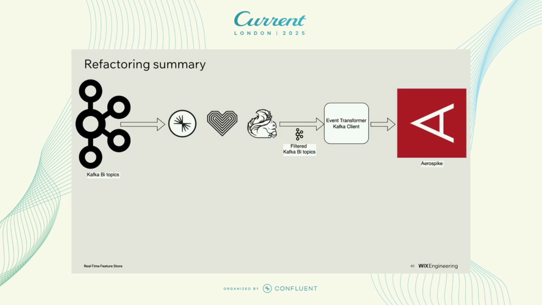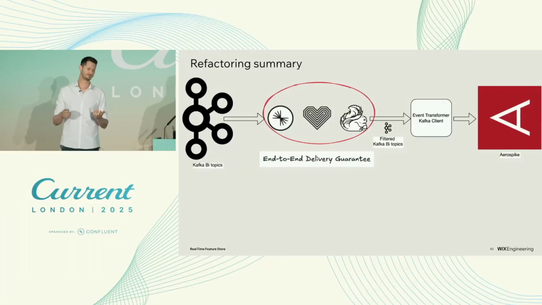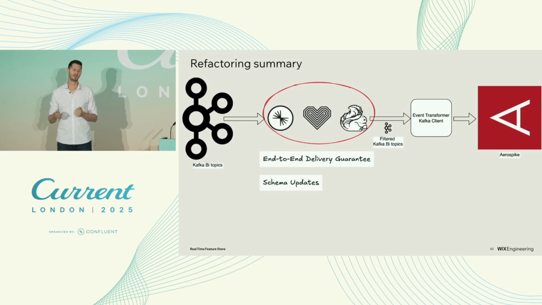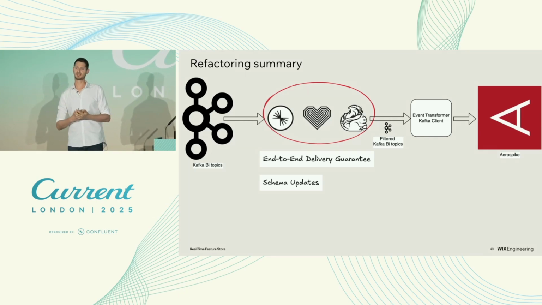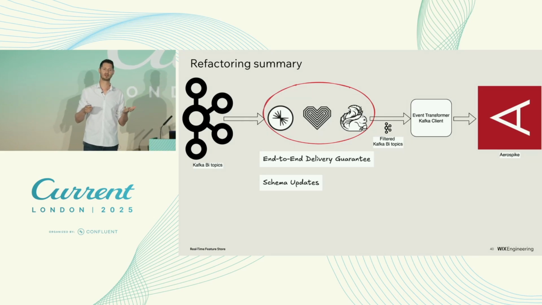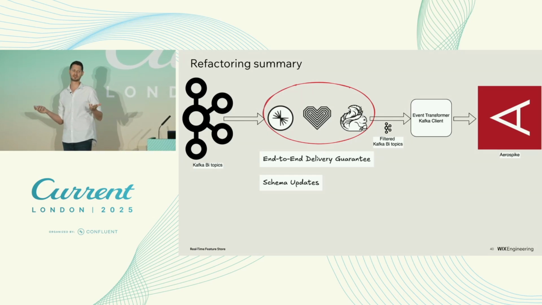So I want to summarize the refactoring that we did. First, we replaced Apache Storm with the managed solution of Confluent Flink. Flink gives us end-to-end delivery guarantee. With Flink commit and state management, we ensure that no data will be lost. Second, we get schema updates. Flink gives us the ability to stop the statement, change the SQL, and rerun it again with a readable SQL. So it's really easy to maintain a readable SQL.